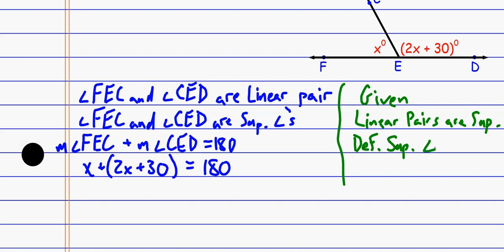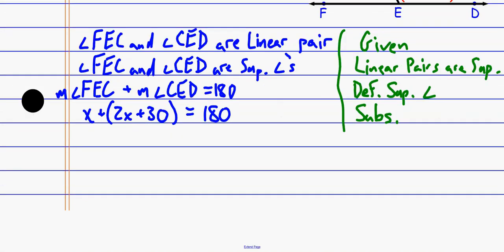And now we're to that step where we said, okay, this guy plus this guy equals this guy. And if you don't realize what that step is, I replaced the measure of angle FEC with the value that it was listed as being. This is the substitution property. Okay? See, now I can continue to solve this thing.